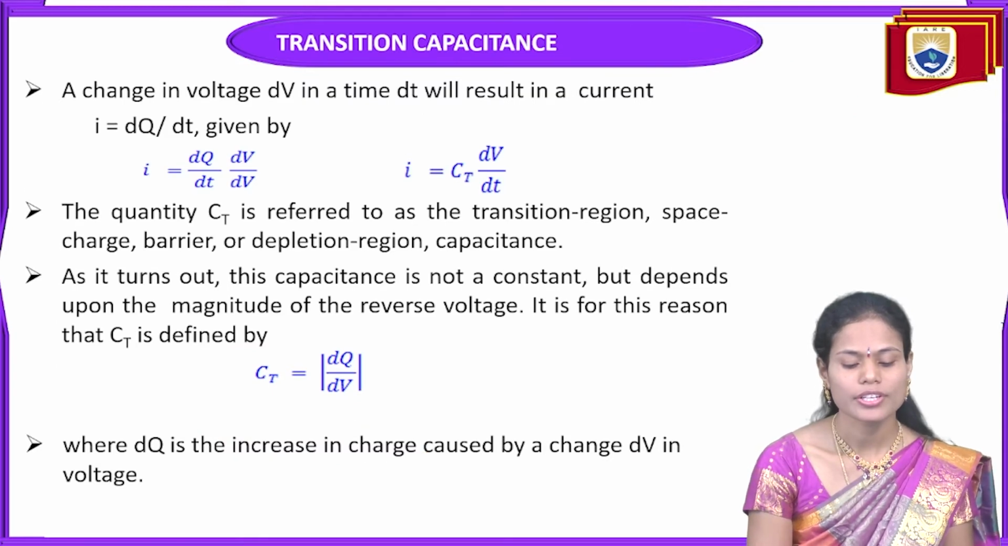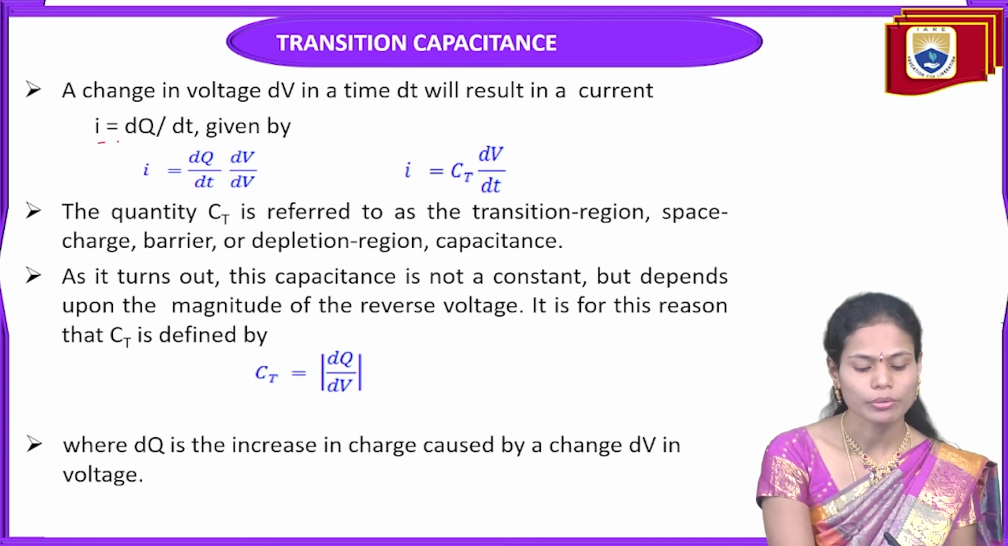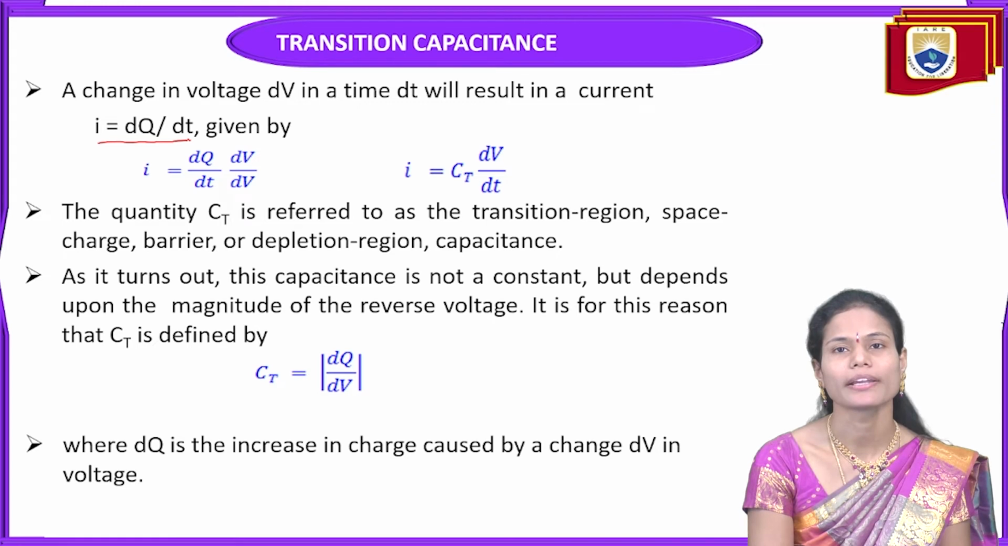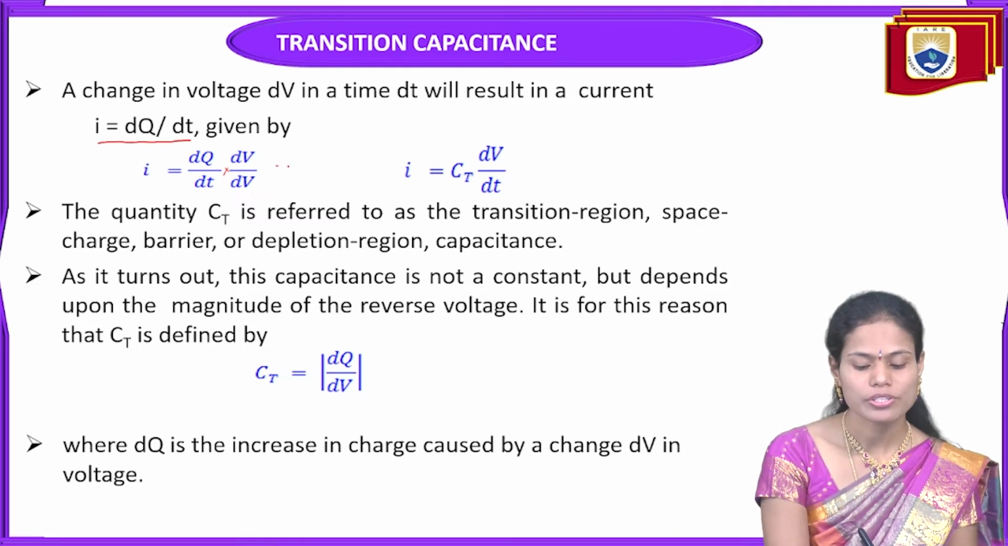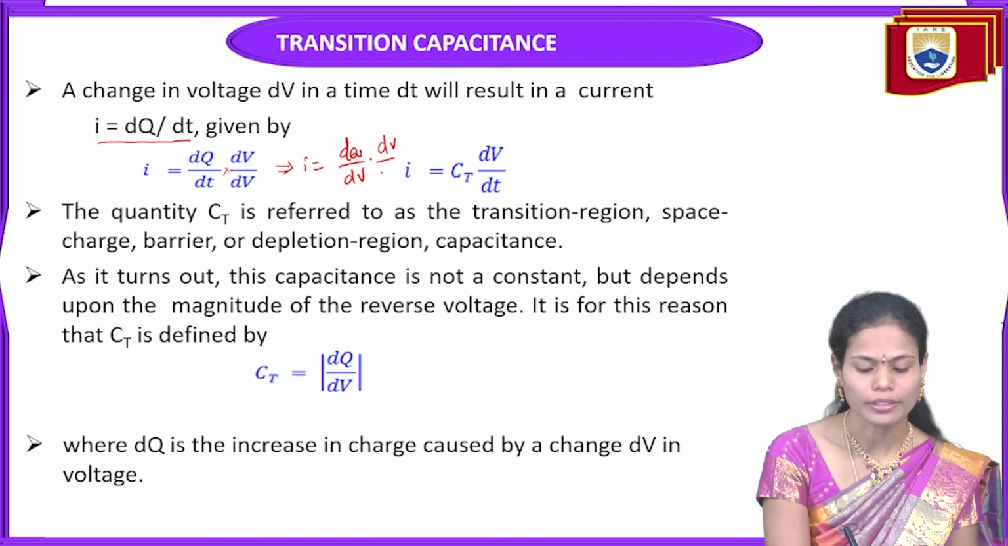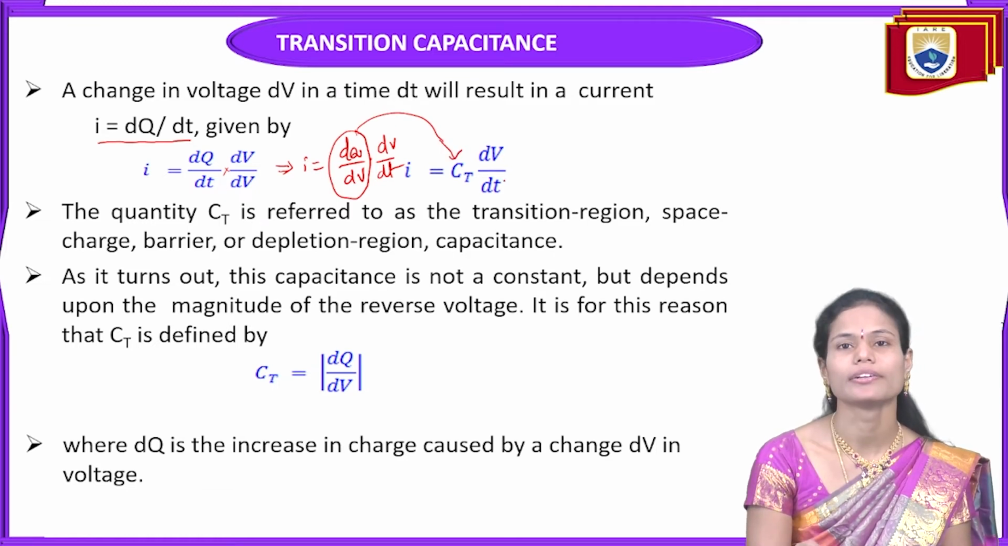And here a change in voltage dv in a time dt will result in a current. So the change in the charge with respect to time we can call the current, so I equals dq by dt, and we multiply and divide with dv by dt. So I can write I equals dq by dv into dv by dt. This dq by dv is nothing but our transition capacitance, and dv by dt here.